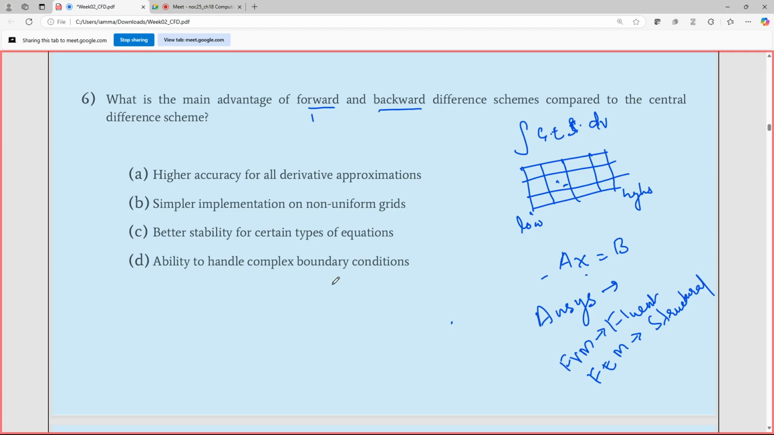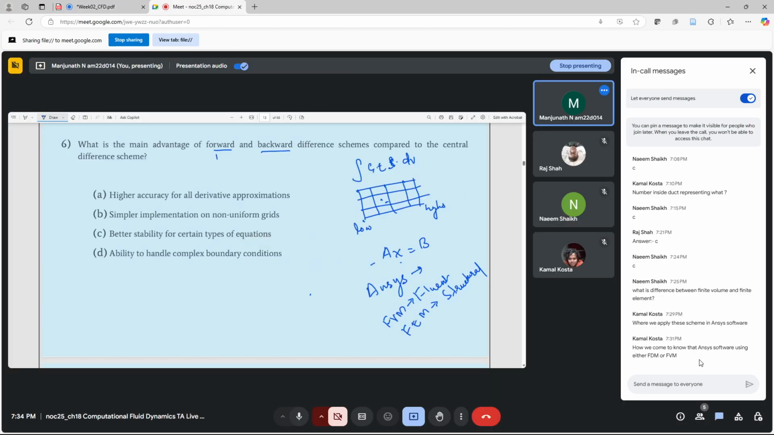So you can't select these methods as such, because the finite volume method and finite element method are considered while writing the code itself. So if you are writing a code on your own, then you can choose which method to follow. Inside ANSYS, you can't switch in between. Okay, hope that answers your question.